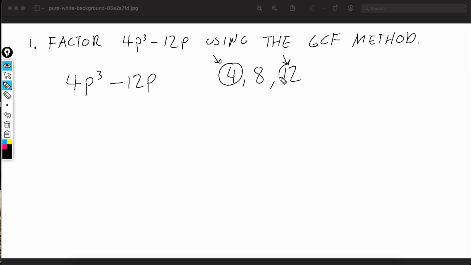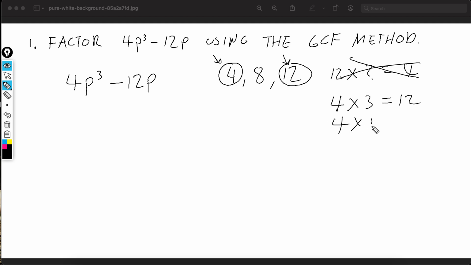Now you're like, well, why can't it be 12? Tell me, 12 times what number gives us 4? None. However, 4 times 3 can give us 12, just like we got here. 4 times 1 can give us 4. Therefore, 4 is the greatest common factor.